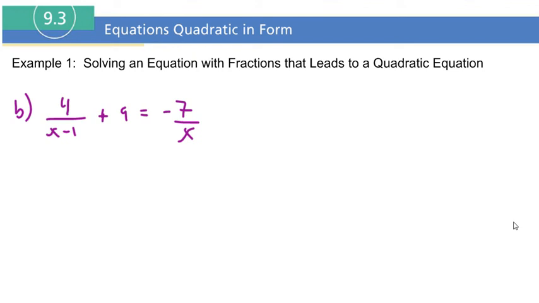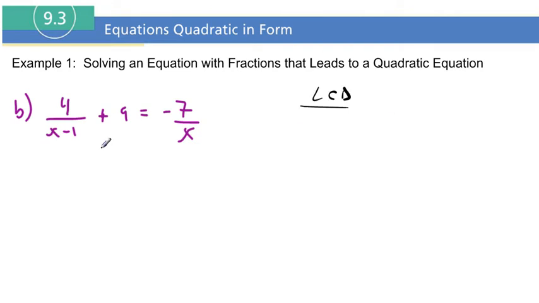All right, we're going to be going on here to example 1b. We're going to be solving this rational equation. So we have 4 over x minus 1 plus 9 equals negative 7 over x. All right, so what we want to do here first is find our LCD.